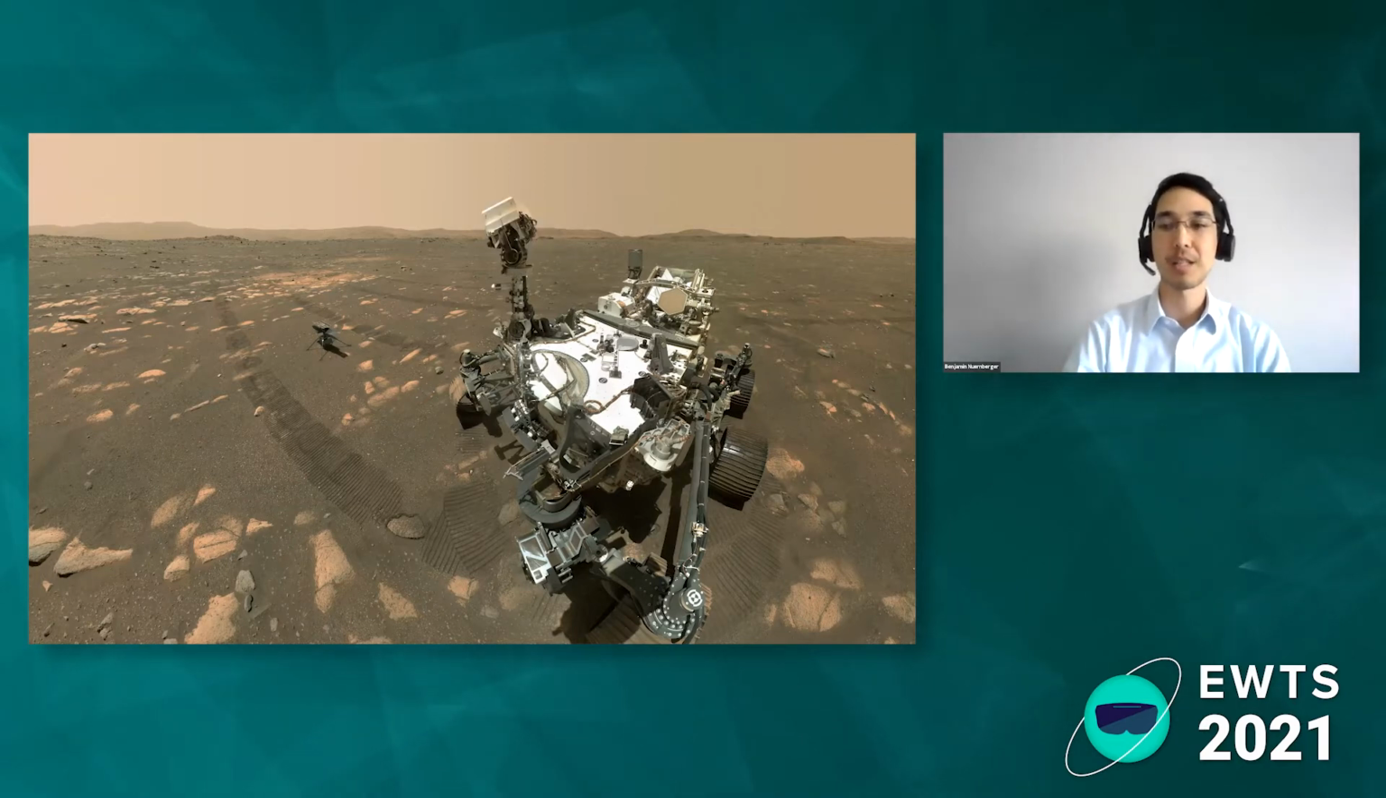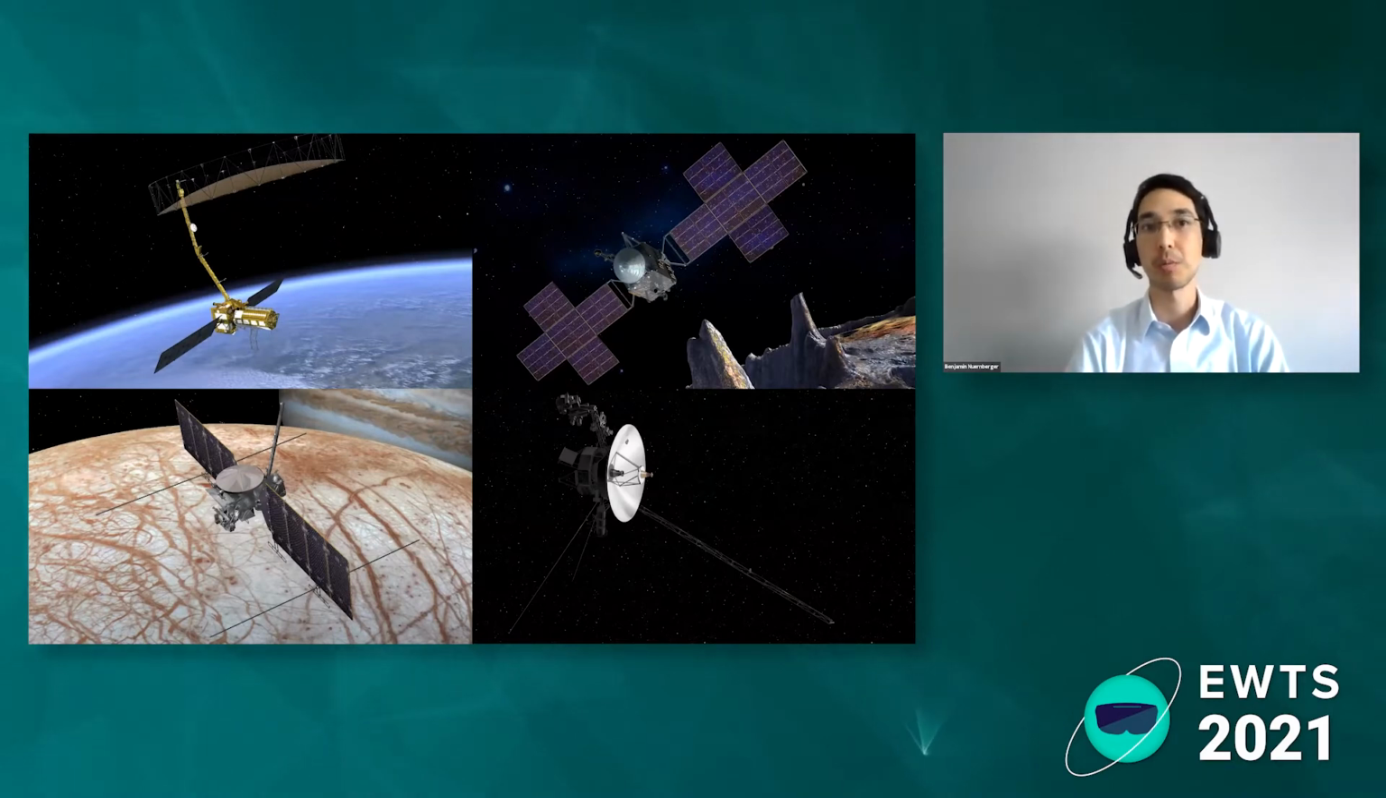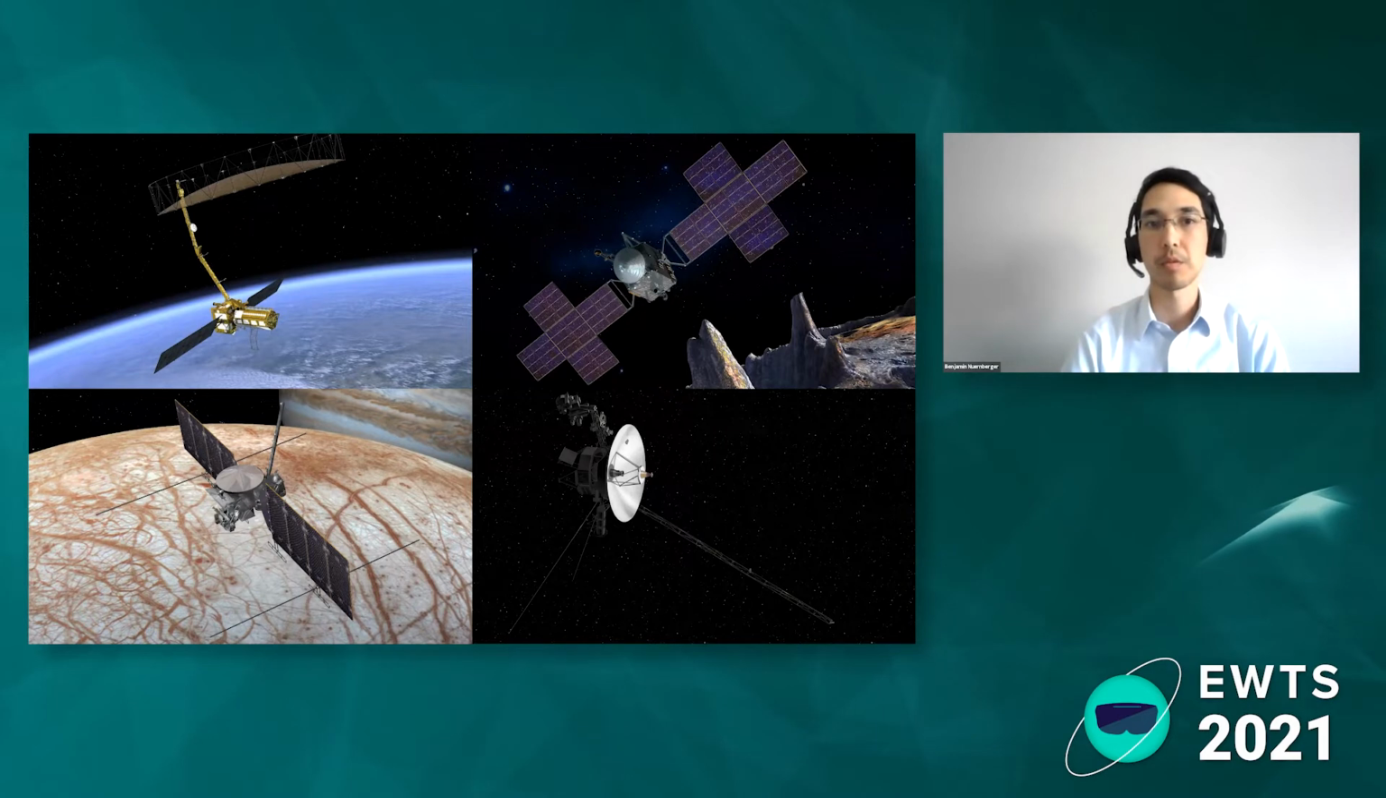And of course, NASA doesn't just work on Mars rovers. We have various other missions, Earth orbiting satellites such as NISAR in the top left. On the top right, we have the Psyche mission that will be exploring an asteroid. In the bottom left, we have the Europa Clipper mission going to one of the moons of Jupiter. And in the bottom right, we have an Interstellar Probe mission.